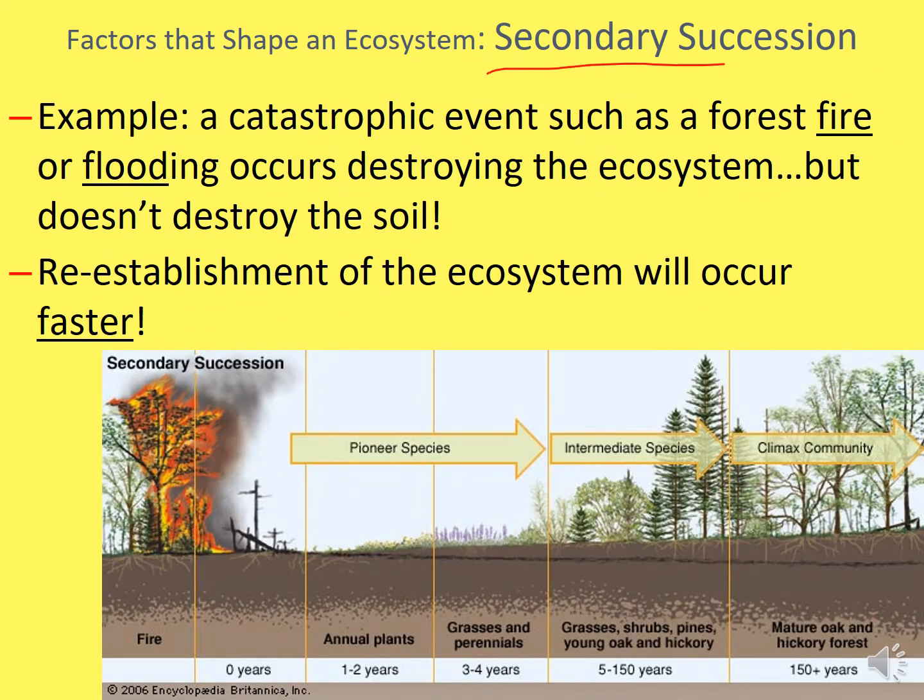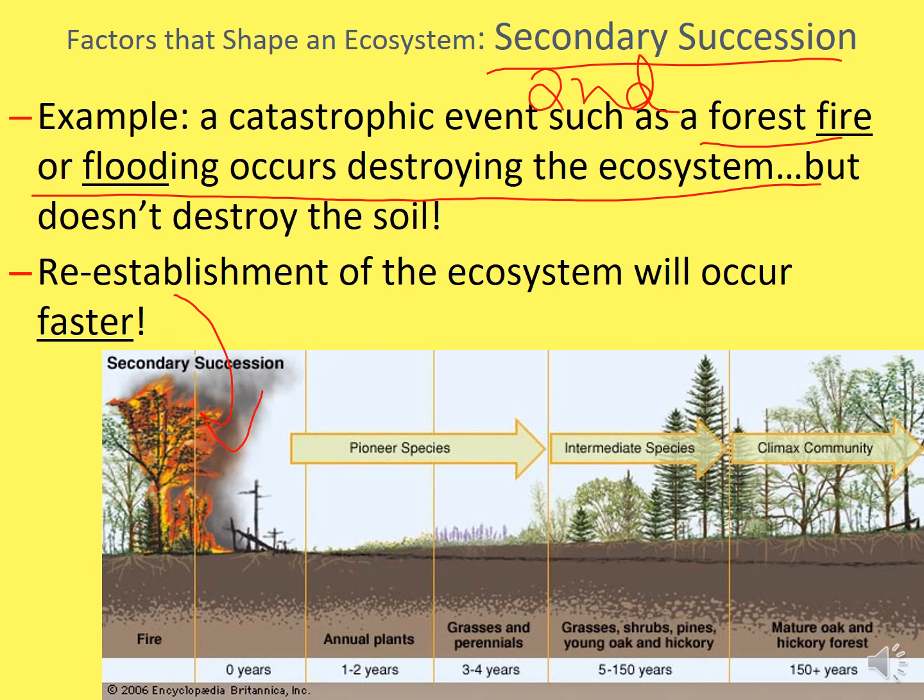Now, secondary, that means it comes second. This is not our first thing. So this is something that happened by, again, forest fire or flooding, destroying the ecosystem. Now, the thing is, this reestablishment grows faster. So we're not talking about it just coming from straight bare rock. We're coming more or less from ashes, and that ashes and decomposition allows us to grow faster. So instead of taking 150 years, this may take 70 years.